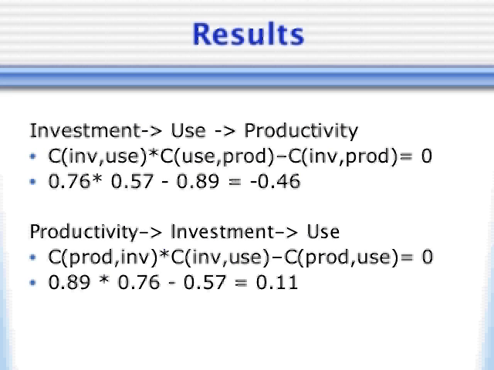Or, as on the slide, subtract the start and end, or the investment and productivity correlation, and set the equation equal to 0. The second causation equation is productivity and investment times investment and use minus productivity and use. Then, to analyze, we compare the numbers, and whichever number is closer to 0 is the more true. Thus, we can conclude that productivity leads to investment, which leads to use.